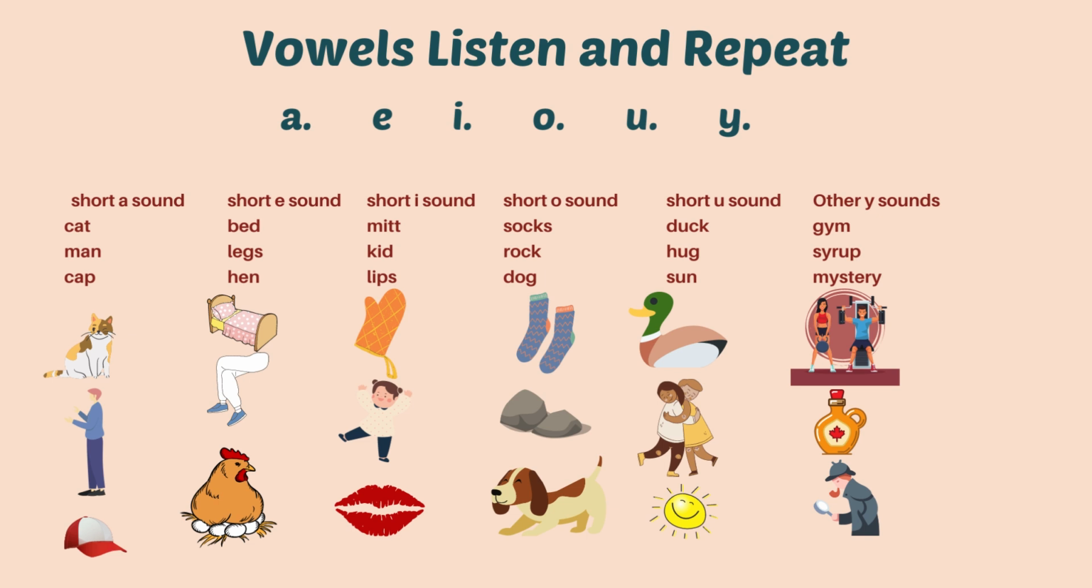The short I sound. Mitt, kid, lips. The short O sound. Socks, rock, dog. The short U sound. Duck, hug, sun. The other Y sounds. Gym, syrup, mystery.